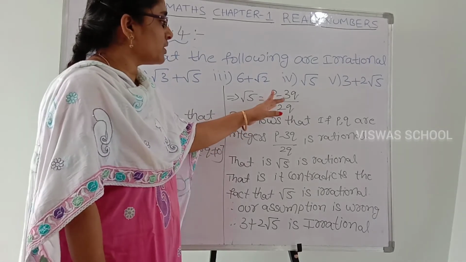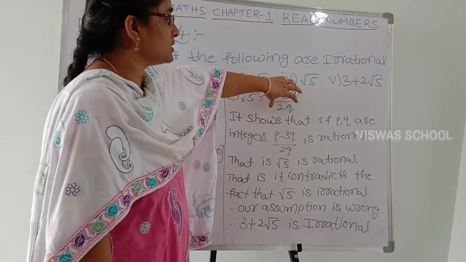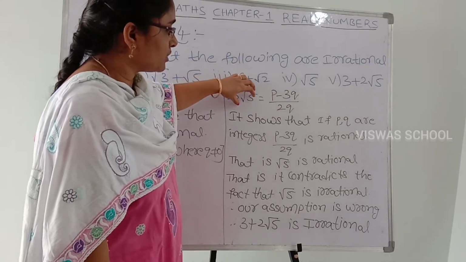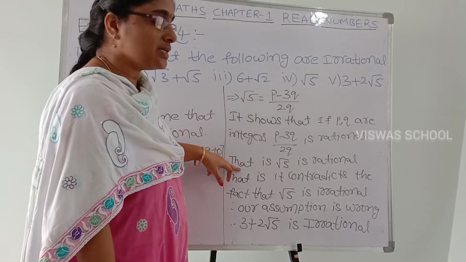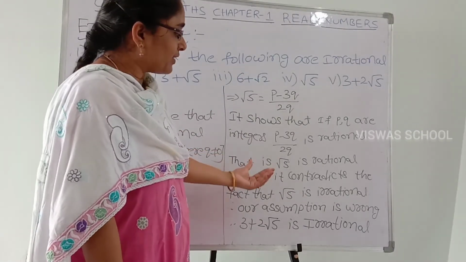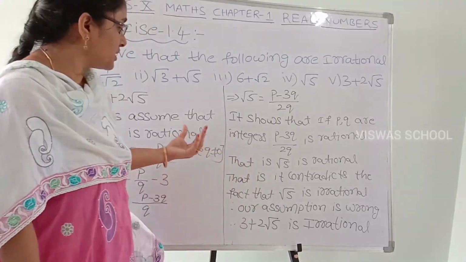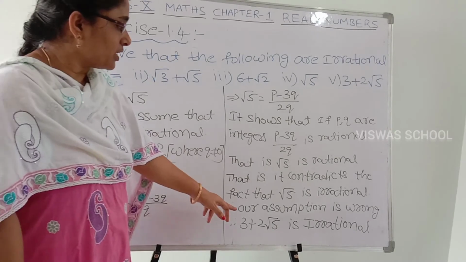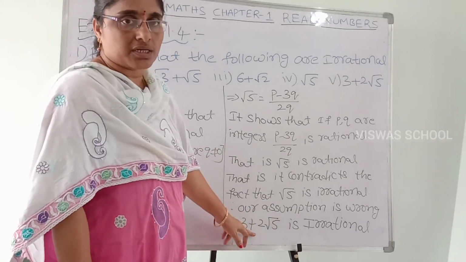Now it shows that here P and Q are integers. If P and Q are integers, this total is a rational number. If it is rational, automatically root 5 is also rational. But the fact is root 5 is an irrational number. Why are we getting root 5 is rational? Because of our assumption. Our assumption is 3 plus 2 root 5 is rational. Therefore, our assumption is wrong. 3 plus 2 root 5 is an irrational number.